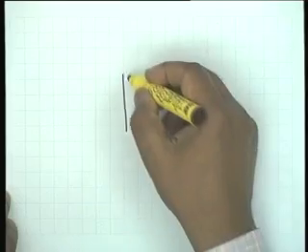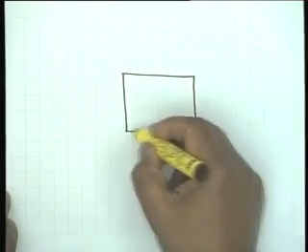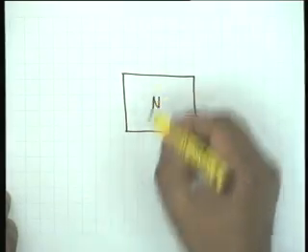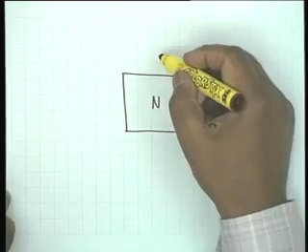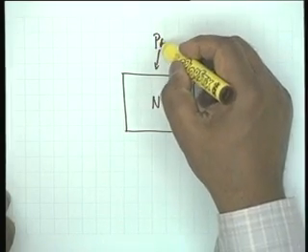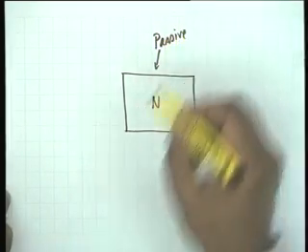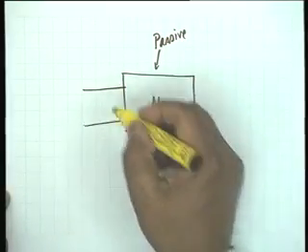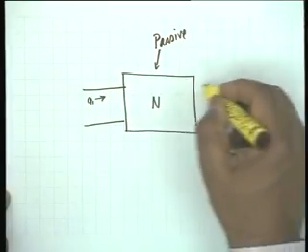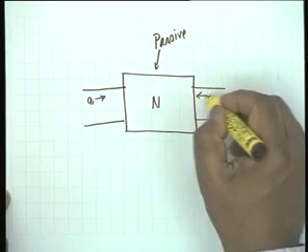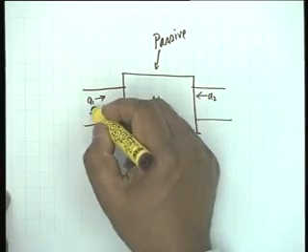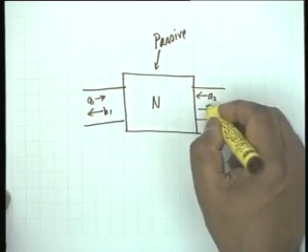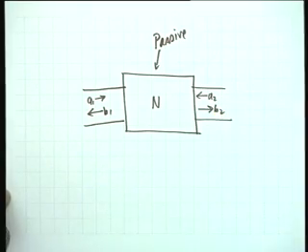Last time the point where we stopped was the following. We had considered a two-port N, a passive one, not necessarily reciprocal, with the incident parameters A1 and A2 at the two ports and the reflected parameters B1 and B2 at the two ports.